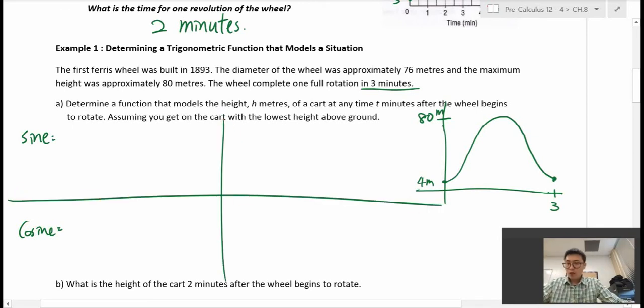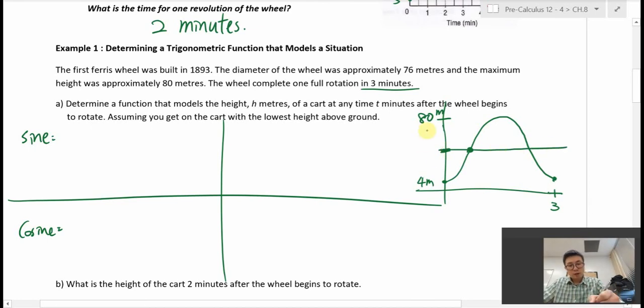Okay, so if we write it as a sine function, that means we start at the middle, right? Recall the sine function starts at the origin. So here, if we put a point here, that's the middle between 4 and 80. This is where it starts. Now first of all, I'm going to figure out where the center line is, because I need to find out where that is.